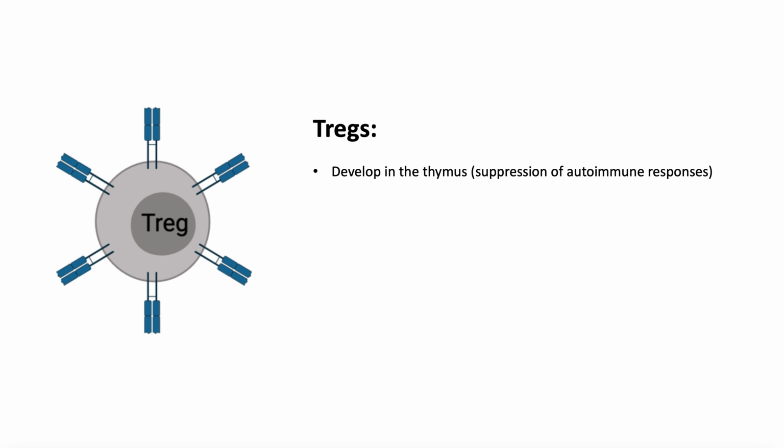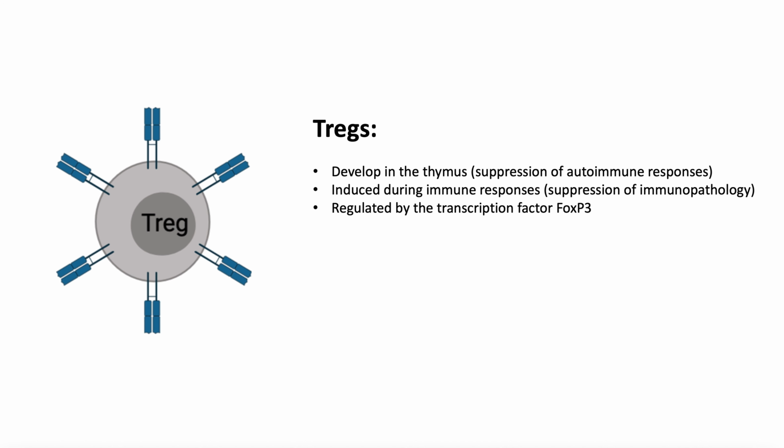Now, Tregs develop in the thymus, as I just mentioned, and so you have a constantly circulating population of Tregs at all times in your body, and it's thought that these Tregs are really important for suppressing autoimmune responses that might normally occur. Tregs are also induced during most immune responses, and these Tregs are likely to be specific for foreign antigens, but may play an important role in suppressing immunopathology that may result from out-of-control immune responses.